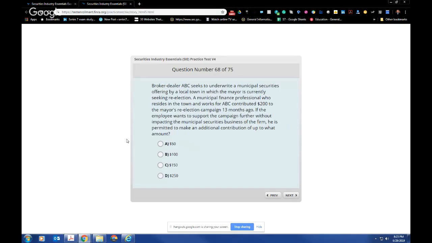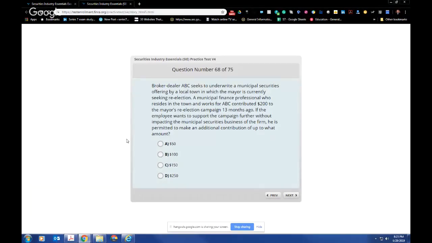Broker-dealer ABC seeks to underwrite a muni securities offering by a local town. A muni MFP who resides in the town and works for ABC contributed $200 to the mayor's re-election 13 months ago. It's not about the years, it's about the election. If the employee wants to support the campaign further without hurting, you can give up to $250 per election. So if you have a primary, you can give $250, and if it's a general, you can give $250.